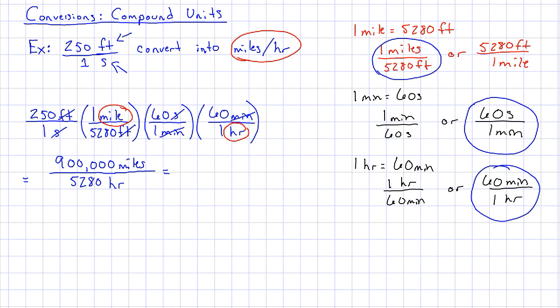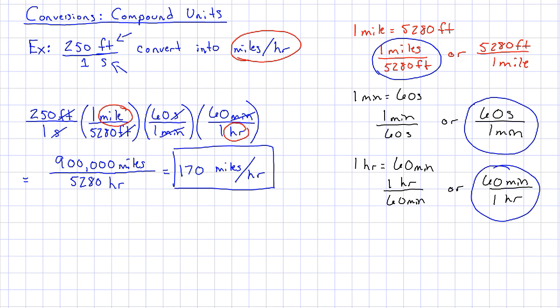And my final answer will be 170, about 0.5. I would probably round that. So sorry, it's 170.45. I'd probably just round down to 170 miles per hour, which is pretty darn fast. And then in terms of the rounding, it will depend on your class and your situation what kind of rounding style you use. You will probably be given some direction on that.